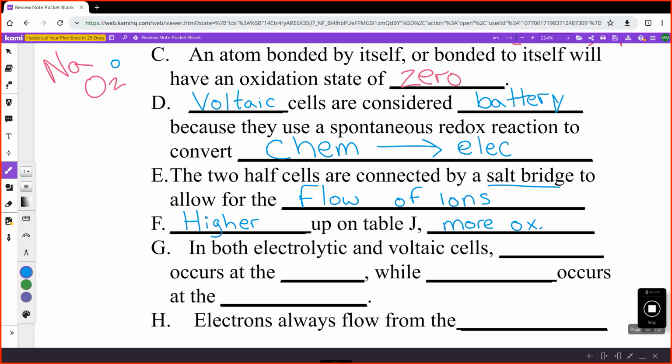Now, the other cell is called an electrolytic cell, but it doesn't matter if we're talking electrolytic or voltaic, because what we have to understand is that in both of these cells, the site of oxidation, wherever oxidation is occurring, is going to be called the anode. Okay, An Ox. The anode is the site of oxidation, while reduction is always going to occur at the cathode.